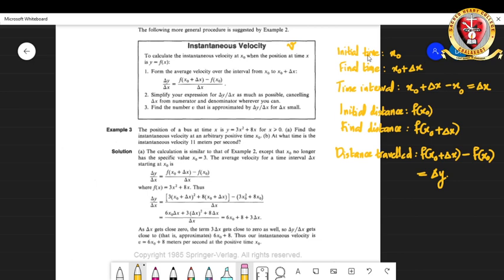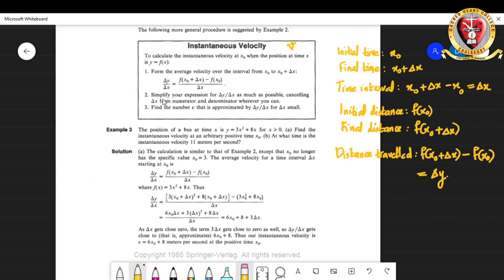So we had earlier seen that if the initial time is x naught and the final time is x naught plus delta x, then the time interval will be x naught plus delta x minus x naught, which is equal to delta x. When the initial time is x naught, the initial distance will correspondingly be f of x naught. If the final time is x naught plus delta x, the final distance will be f of x naught plus delta x. Then the distance travelled will be the difference of f of x naught plus delta x and f of x naught, and we denoted it as delta y. So the average velocity we defined to be delta y divided by delta x, right?